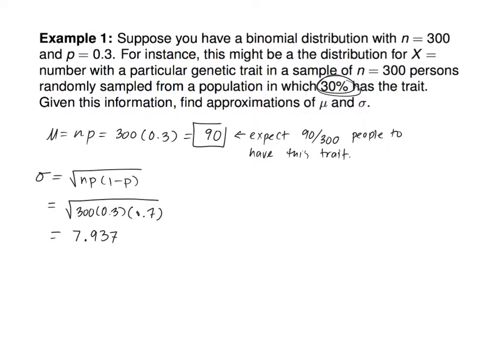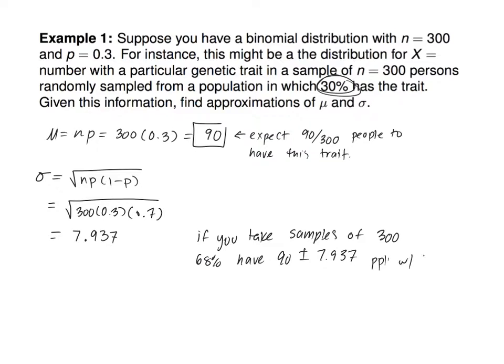Yeah, okay. So what that tells you is that if you take samples of what size? What size are we taking? 300. Then 68% have 90 plus or minus 7.937 people with that trait, because every single sample isn't going to have exactly 90 people. Does that make sense? So there's going to be some variation in your samples, and this tells you how much variation to expect.